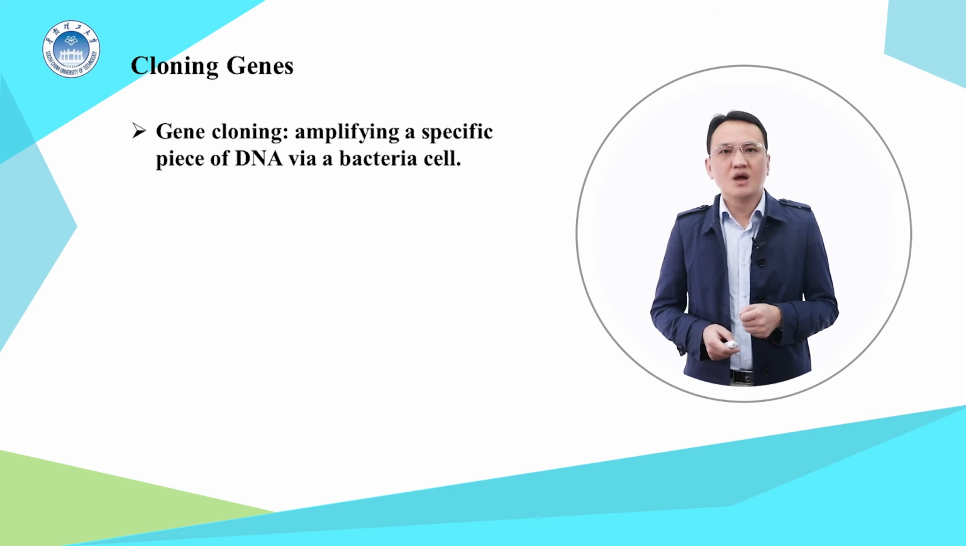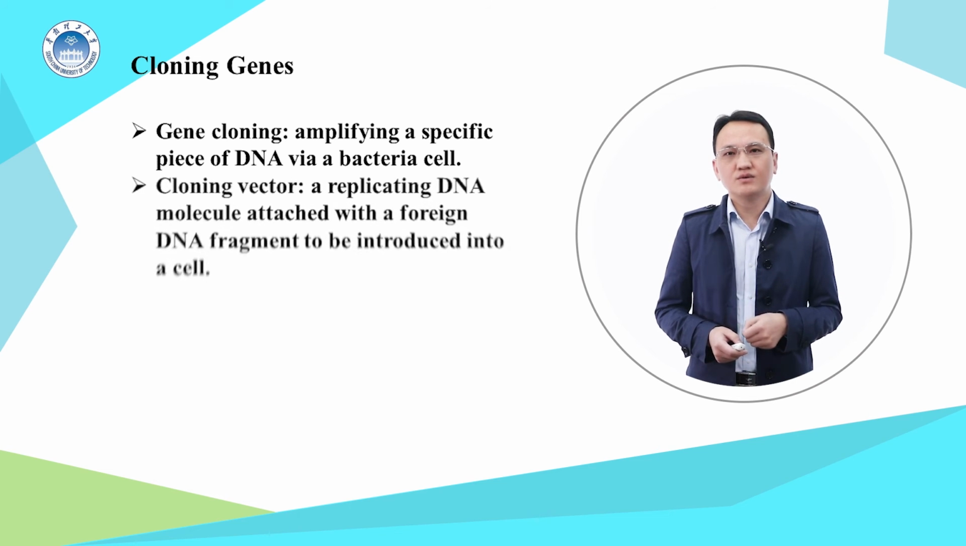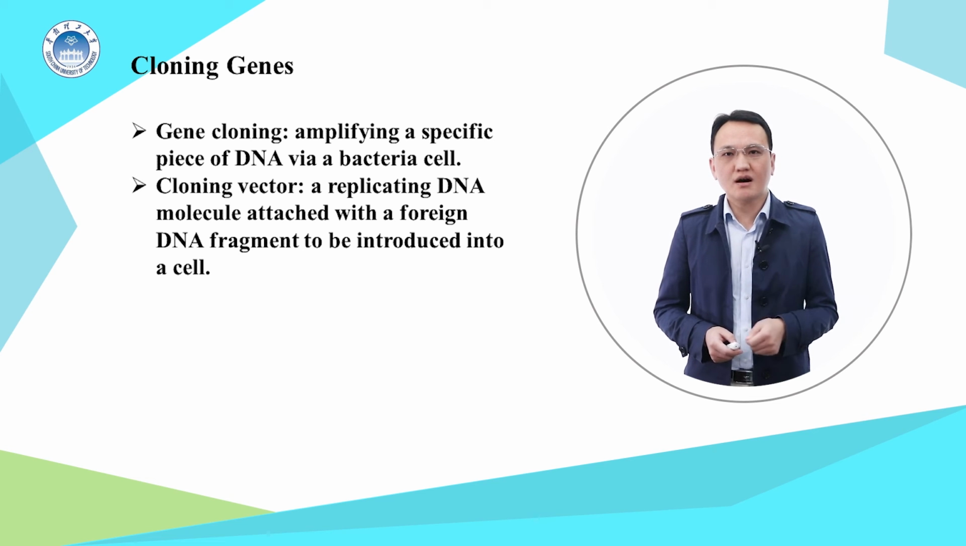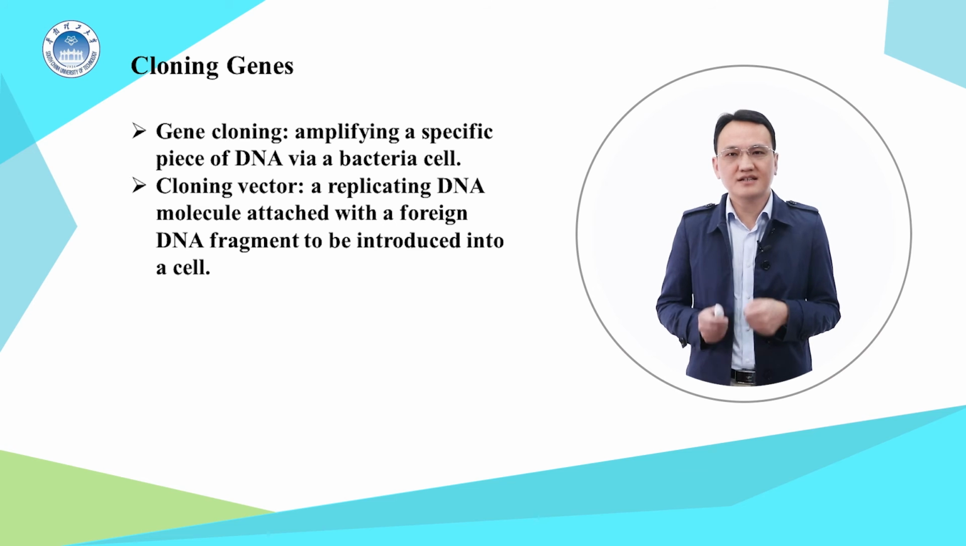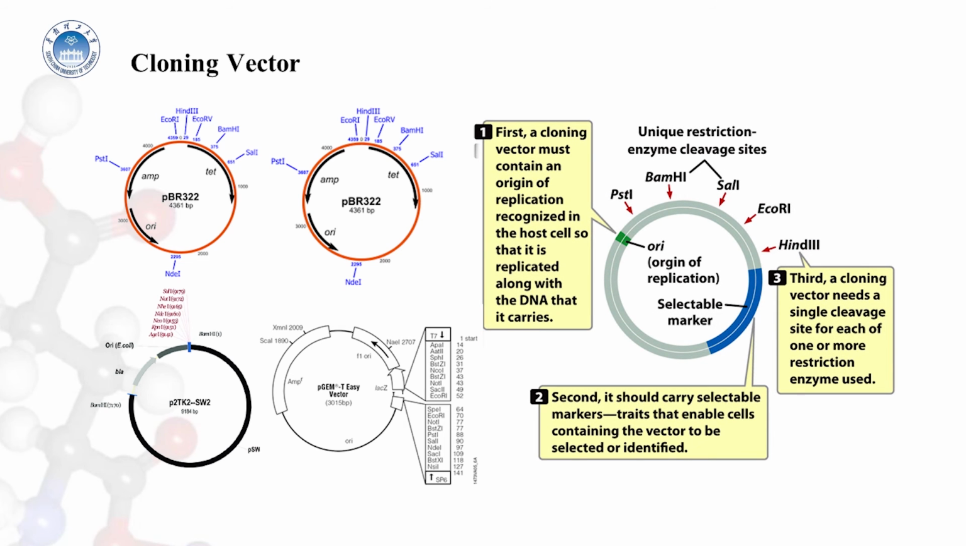To do gene cloning, we need cloning vectors and competent bacterial cells. A cloning vector is a replicating DNA molecule attached with a foreign DNA fragment to be introduced into a competent cell. There are several commercialized cloning vectors. An idealized cloning vector has an origin of replication, one or more selectable markers, and one or more unique restriction sites for enzymes to cut.